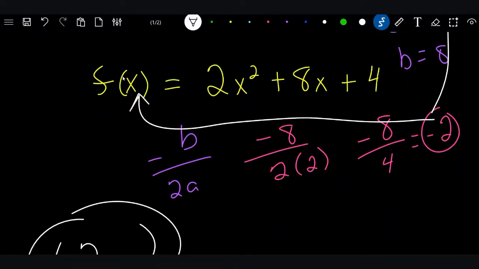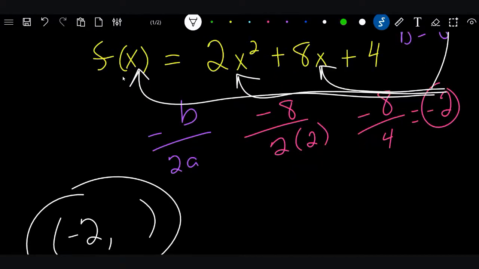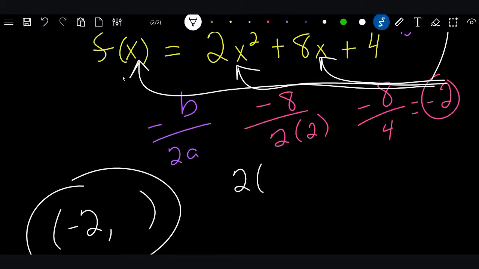Take it and plug it in right there. Where else do we plug it in? Everywhere there's an x, we plug it in, and then it will give us our answer. So 2 times negative 2 squared plus 8 times negative 2 plus 4. Just solve that, and that's your y.